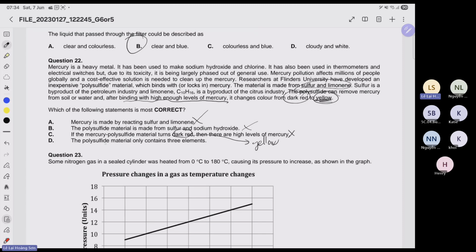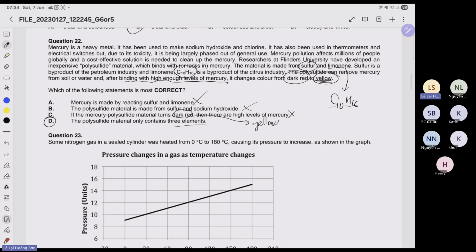Polysulfide material can only contain 3 elements. I'm not sure whether this is correct or not, but this is the only option I have left after eliminating the other options, so it must be the correct one. But let's take a look. We have sulfur, and we have limonene. Limonene is C10H16, so we have carbon and hydrogen as well. In total, we have sulfur, carbon, and hydrogen. So 3 different elements. That's correct. So that is question number 22.